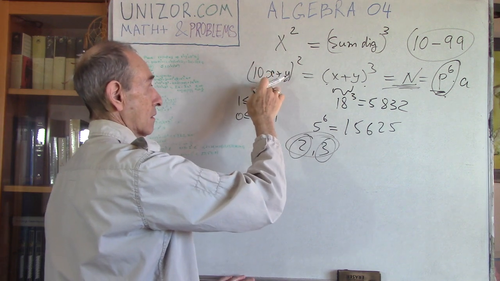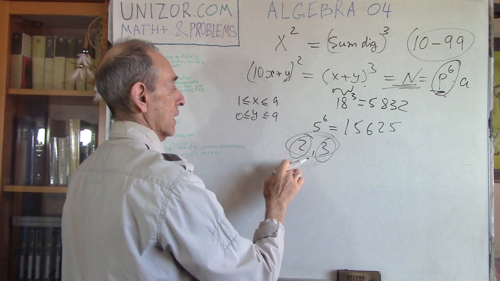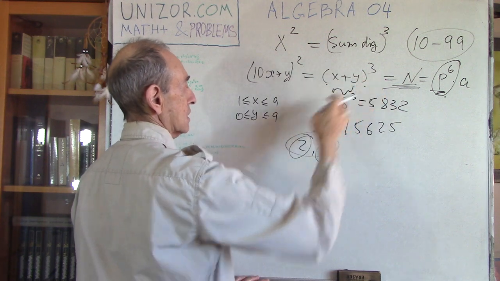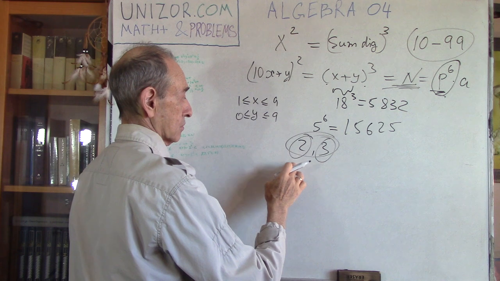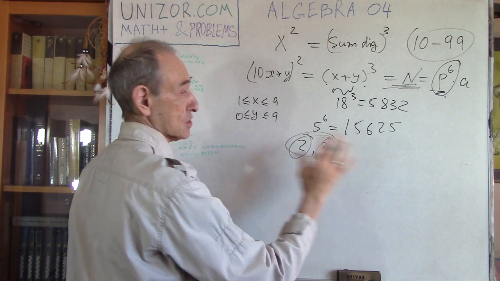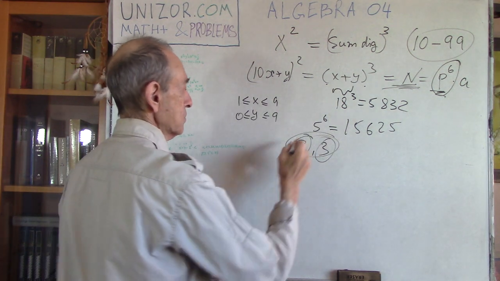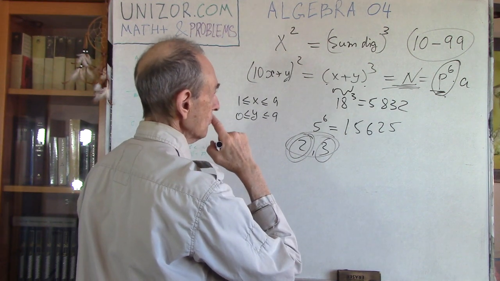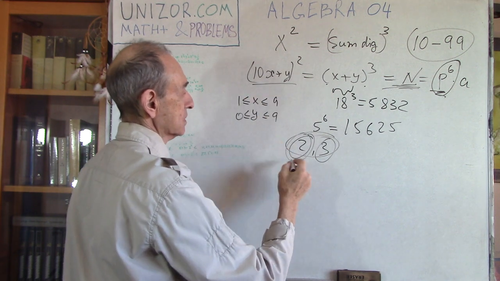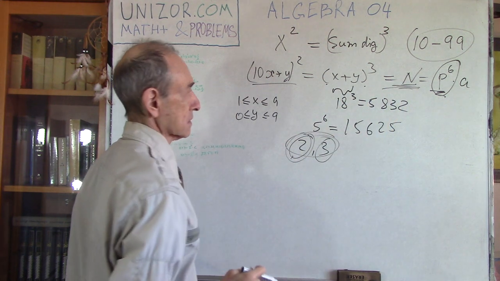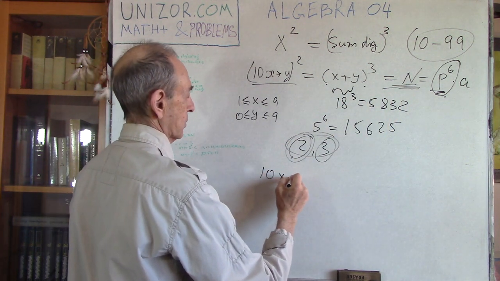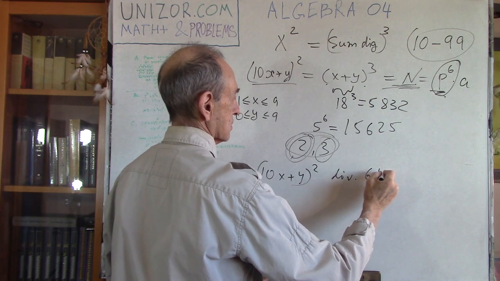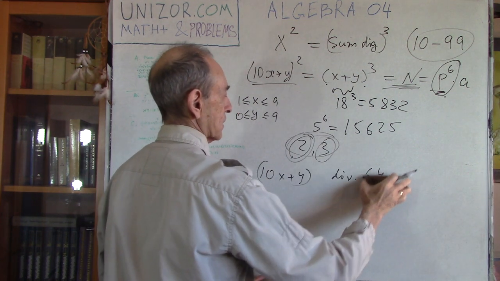So its square is supposed to be divisible by 2 squared, actually. But the cube of this is supposed to be divisible by 2 cubed, which is 8. Now, let's just consider 2 right now as a candidate. The number squared is supposed to be divisible by 2 to the power of 6, right? So (10x plus y) squared is divisible by 2 to the power of 6, which is 64. Or the number itself is supposed to be divisible by 8.